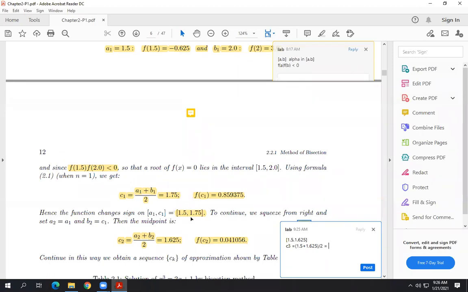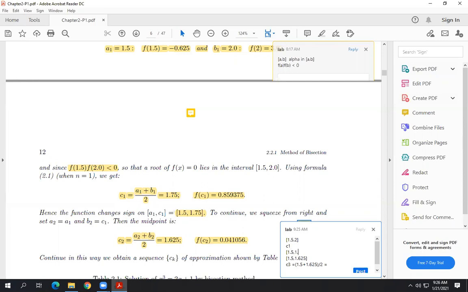And now you can see each time you use the bisection formula, you decrease the size of the interval. So how many intervals do we use now? We start from 1.5 to 2. And what did we do? We find C1, then we have a new interval.